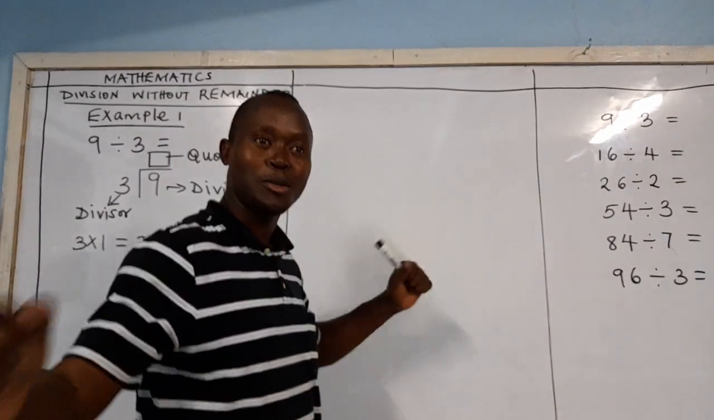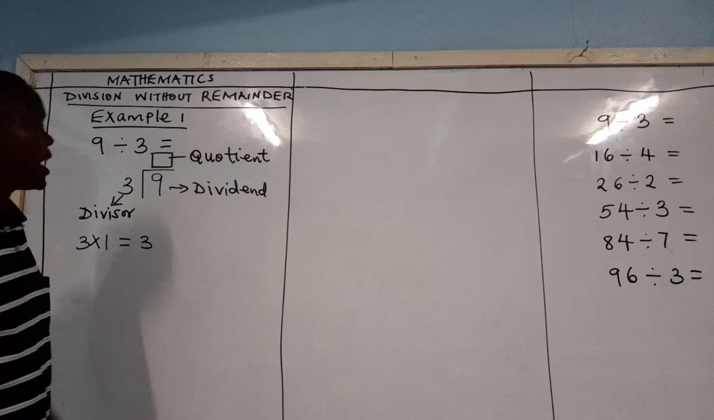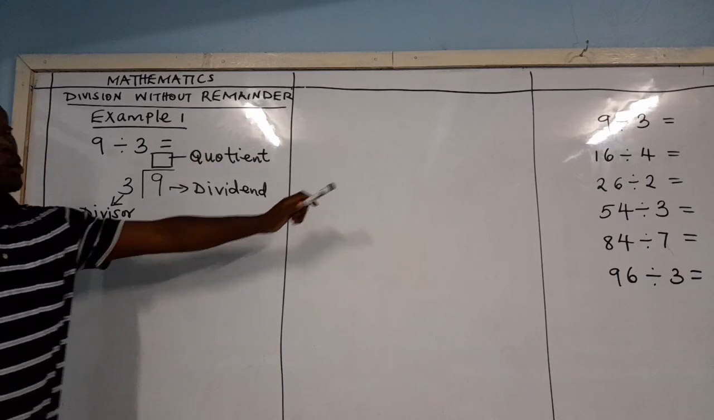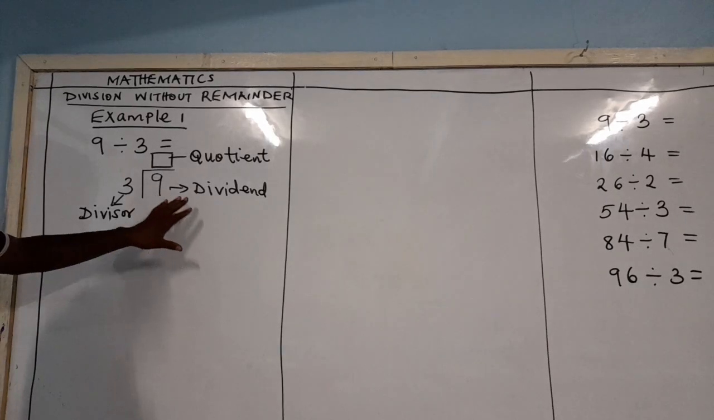Today we are going to learn about division without remainder, and our example is on the board. Basically we are going to do all these questions. How are we going to do it? We are going to do it like this.